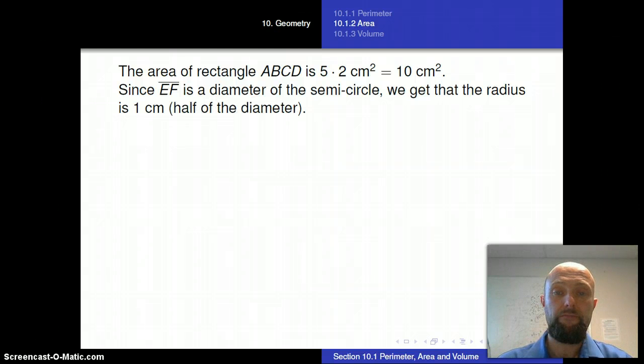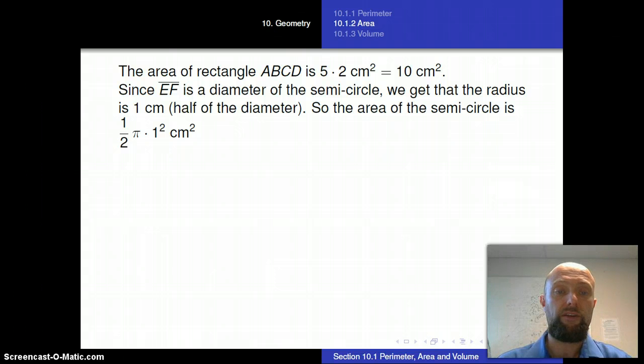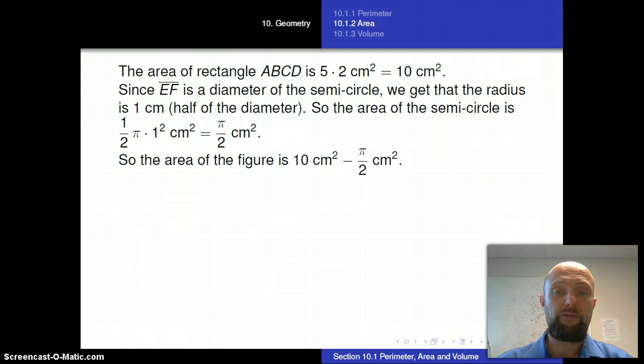So the area of a semicircle is half the area of a circle, which is 1/2 times pi r squared. In this case, 1/2 pi times 1 squared, which simplifies to pi over 2 square centimeters. So the area of the figure is the area of the rectangle minus the area of the semicircle, which is 10 square centimeters minus pi over 2 square centimeters.